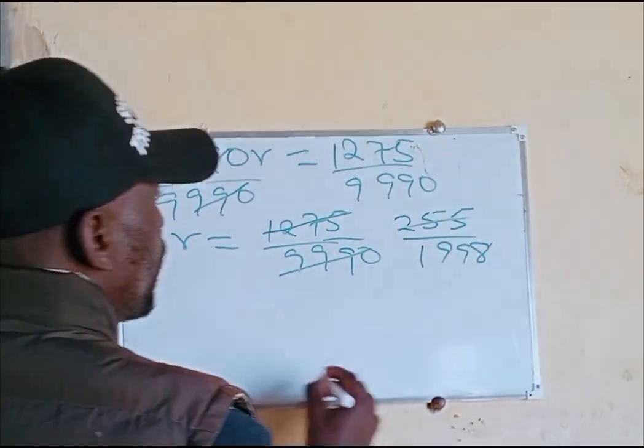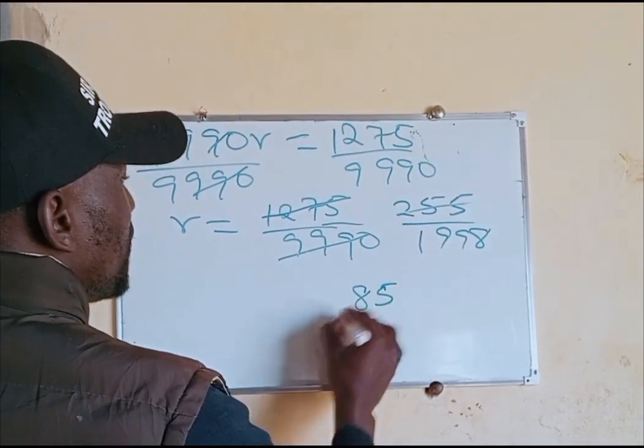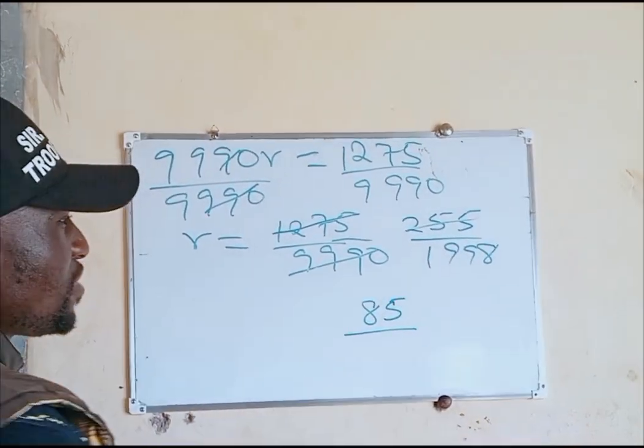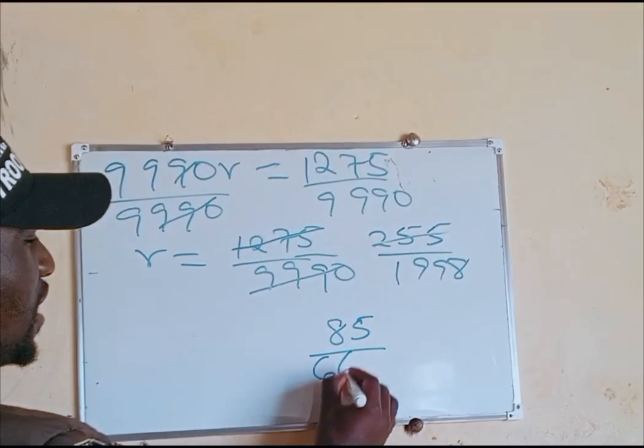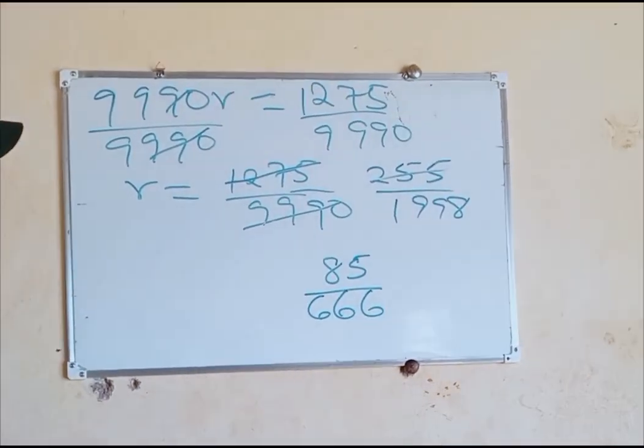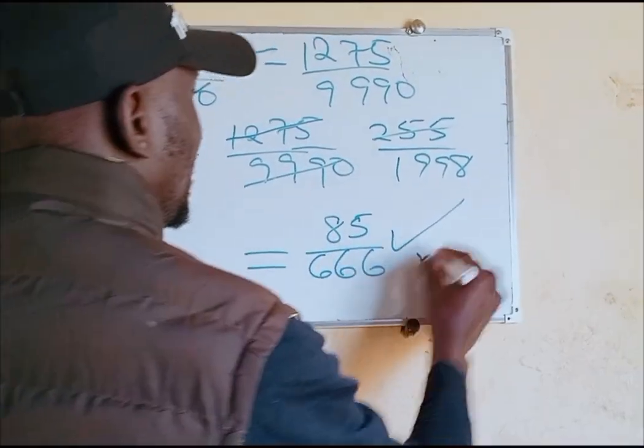It goes here, therefore, how many times? I see 85. It goes there how many times? Is that not 666? This is the answer. Are you assisted, Melly?